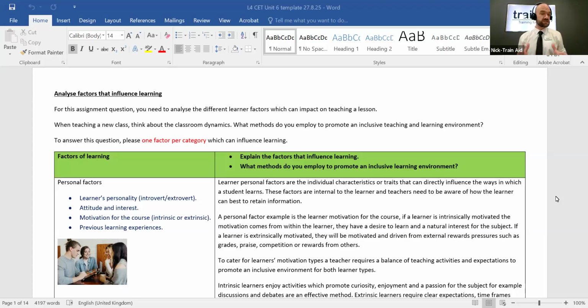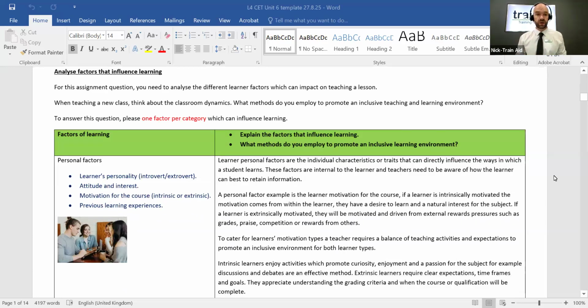So the key here as teachers, as educators, is that we want to make an inclusive teaching and learning environment. There are a number of different factors which we're going to investigate, such as personal factors, social factors, cultural factors, which can really influence the classroom dynamics. We are going to investigate each of those factors, and seek advice on how to promote this inclusive culture within your classroom as well. I'm going to be talking through each of the factors and giving you some pointers on how to construct your assignment answer as well.